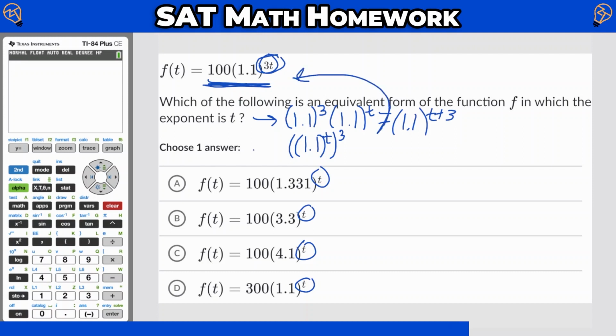So we really want this specific setup. Well, if you're cubing all this, which would make it still to the 3t, instead I could just cube the 1.1 so that it keeps the t exponent intact. So I'm doing 1.1 cubed, 1.1, oh, too many points, let's delete that one. And I'm going to the third power. And that gives me a value of 1.331, which matches with option A.